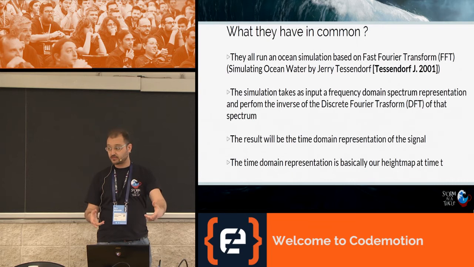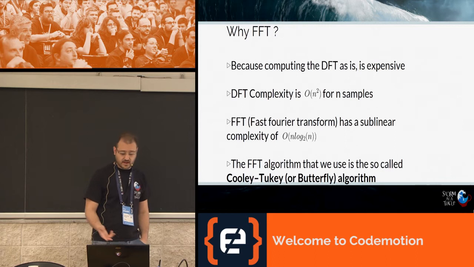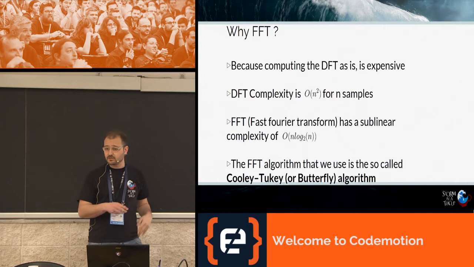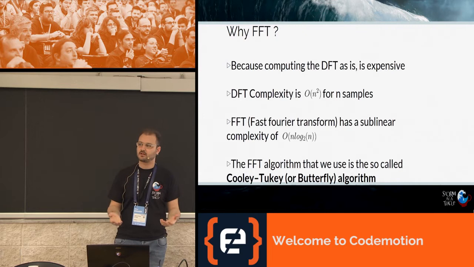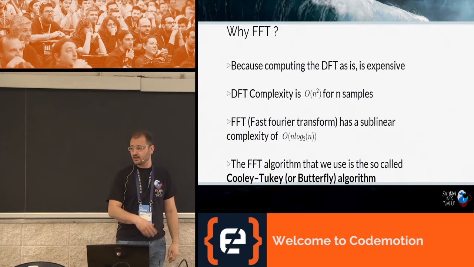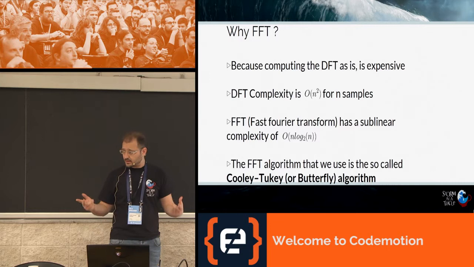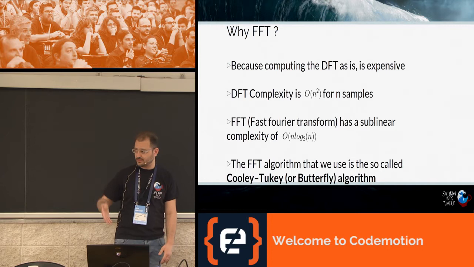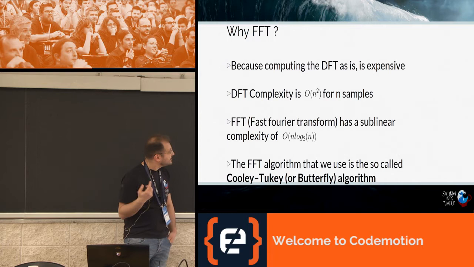So next. Why do we want to use FFT? Because computing the DFT is very expensive. We have a complexity of n squared for n samples. And if those samples are on a grid, it's even worse, because we are talking about a linear 1D collection of samples now, but we perform the simulation on a grid. FFT has been proven to have a sublinear complexity of n log base 2 of n, because it halves the n samples recursively, and that generates a tree. A tree has log base 2 n levels, times n, because you have to go up, down, and left, right, something like this. The algorithm that we're going to use is the so-called Cooley-Tukey or butterfly algorithm.